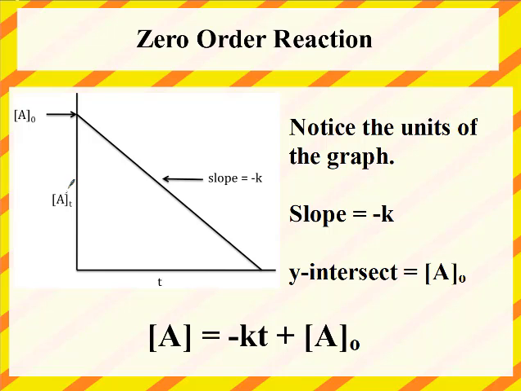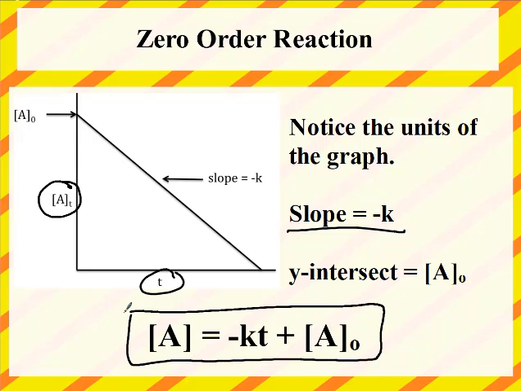And then zero order is when you graph concentration versus time and it gives you a straight line. Again, it has a negative slope, so slope is equal to negative K. And this is the zero order integrated rate law.